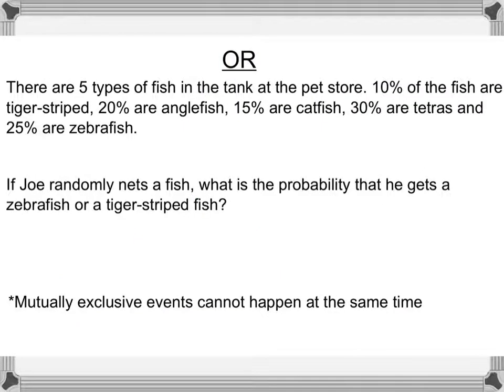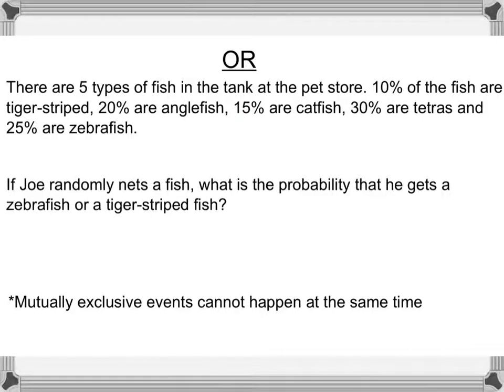Okay. Now our next example is another type of or question. Let's say that there are 5 types of fish in the tank at the pet store. 10% of the fish are tiger striped, 20% are angelfish, 15% are catfish, 30% are tetra, and 25% are zebrafish. Let me just quickly make sure these add up to 100, I wrote this really quickly. So it's 30, 60, and 40. Okay, so that's 100. Good.